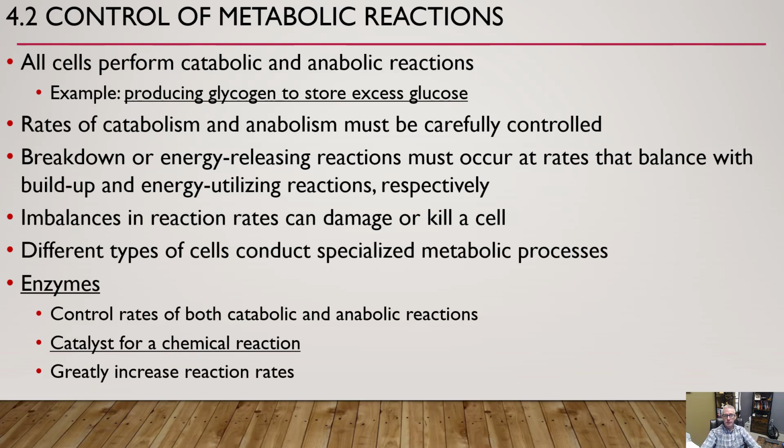All right, so all cells are going to perform catabolic and anabolic reactions. Remember, it depends on what our body needs are at that time. And again, like I said, one example is producing glycogen to store excess glucose. And that rate of catabolism and anabolism is carefully controlled. We have to have that balance. Any imbalances can harm the cell. We do have enzymes that control the rates of both the catabolic side and the anabolic side. And those enzymes, those catalysts, increase the reaction rate. And we talked about carbonic anhydrase a couple chapters ago.